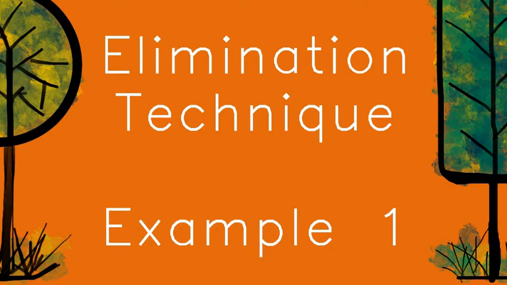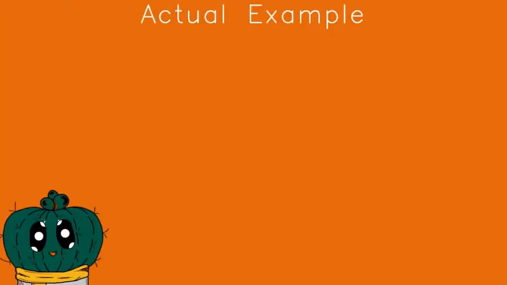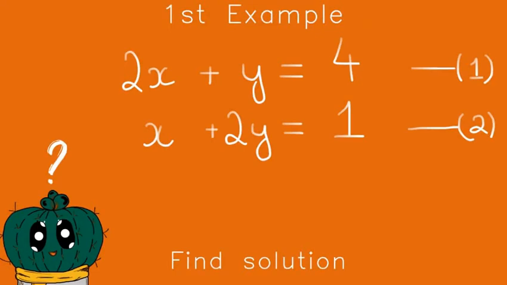Hello and welcome back. So what we're trying to do over here is again solve a system of equations using the elimination method. Let's bring our example up. Let's say we're given the following example: 2x + y = 4 and x + 2y = 1. So the first and second equation, again a system of equations. We want to find the solution and we're going to be using the elimination method.